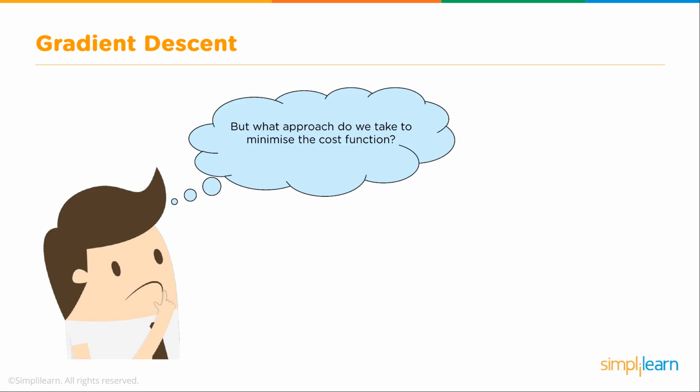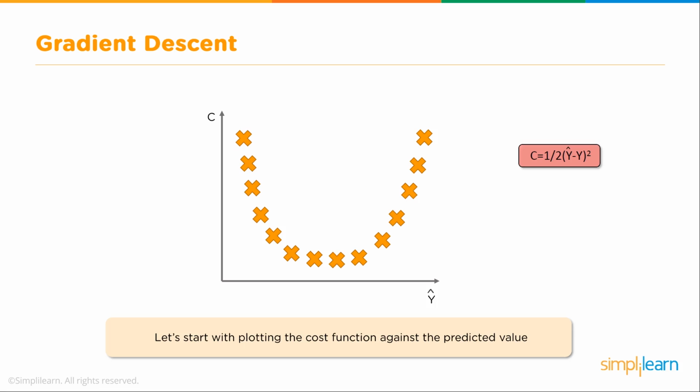But what approach do we take to minimize the cost function? So here we have a nice error coming in. This is our cost or our error. Let's start with plotting the cost function against the predicted value. And so you can see they fed in multiple y's, and these are the errors coming in and the cost of each of these inputs and changes going on.